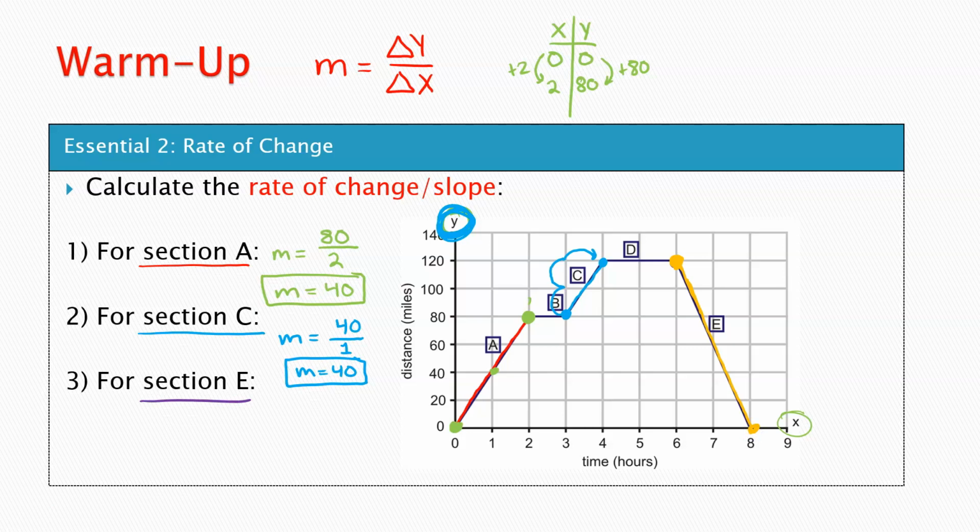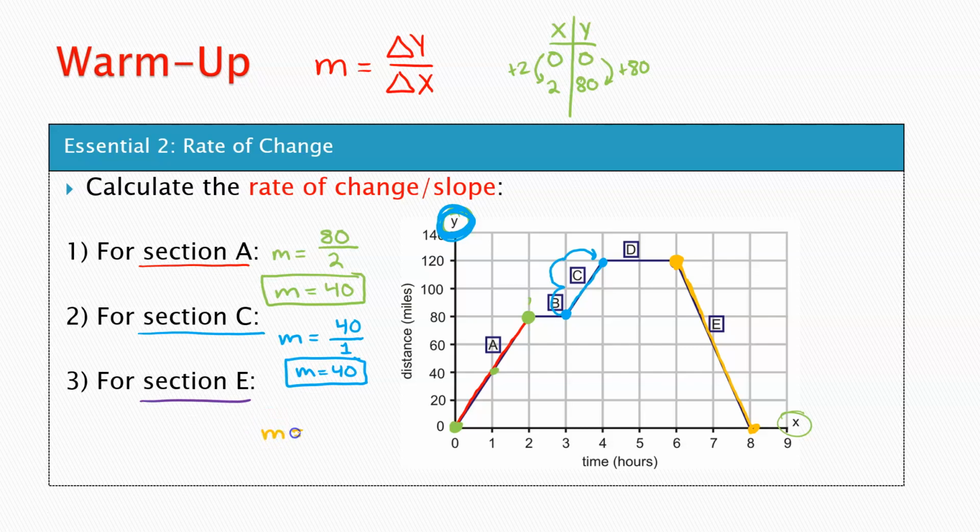And notice your line is going down. If you kind of read it from left to right, you're going down. So I should be getting a negative slope, a negative rate of change. These other ones, they were climbing up. They were climbing up from left to right. That's why we got positive 40s. So let's see what happens here.